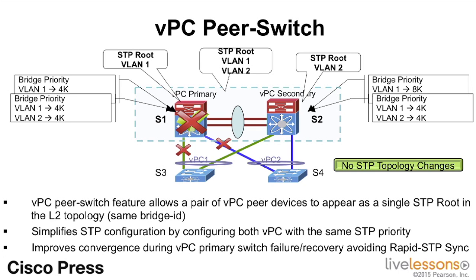As we talk about VPC failure scenarios in a later sublesson, you'll see how there could be reconvergence if the VPC primary, which houses the STP root, would fail.